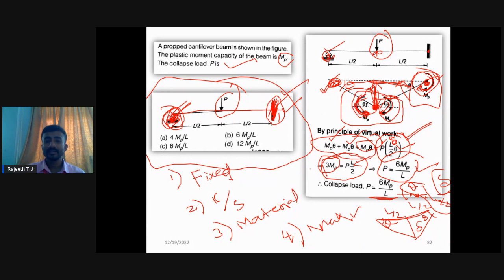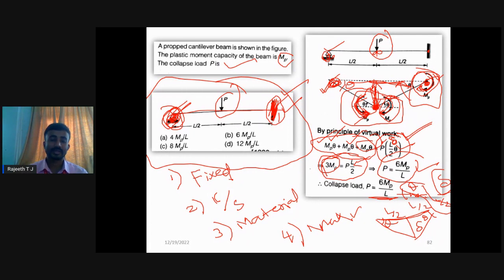Later we need to write the deflected shape of the beam. We need to write MP wherever we have hinges. Then we calculate the internal work done as moment capacity MP into rotation theta, and the external work done as P into deflection, nothing but load into deflection. This is a 1 mark question.